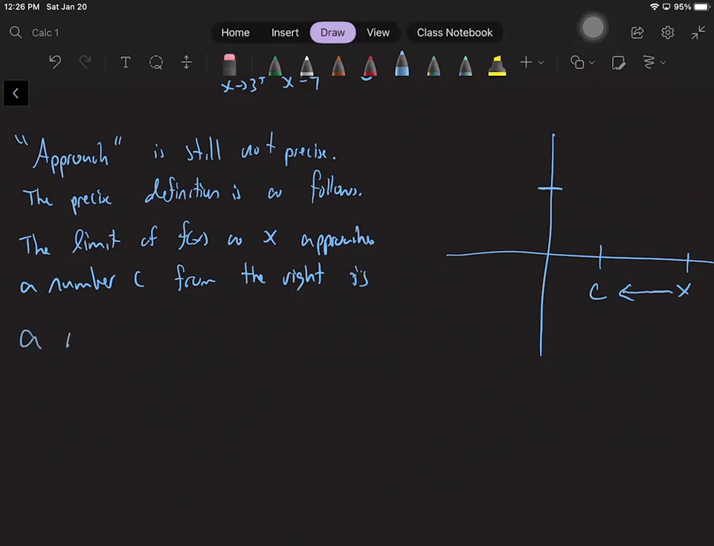Okay, so the limit of f of x, the function, as x approaches a number c from the right, is another number, L. So that's going to be what the y values are going towards. Okay, so the y values of the function will be going towards this number L. And it's written using this notation. So before I had chosen specific numbers, now I'm leaving it as c.